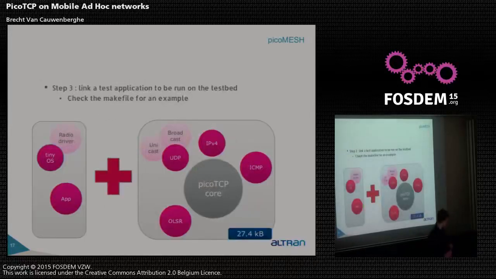So to have all that running, we just had the TinyOS with the application and the radio driver included, and then have IPv4, UDP, and ICMP just to send some ping messages, and the OLSR which makes the mesh network available. So all that together was constructed in 27 kilobytes. The code for this is also available on Cotcp, so you can check that out.